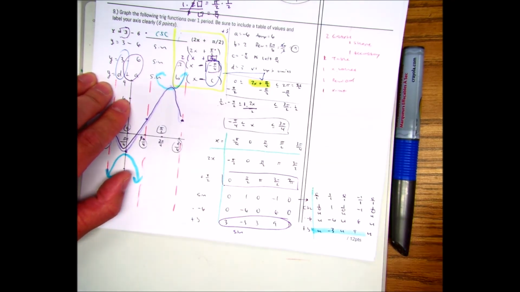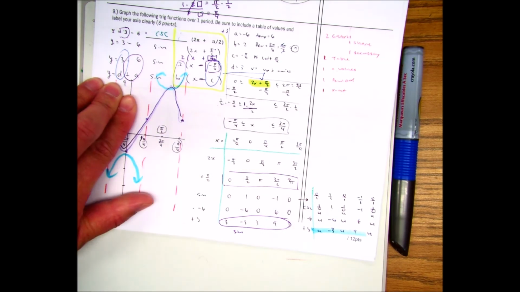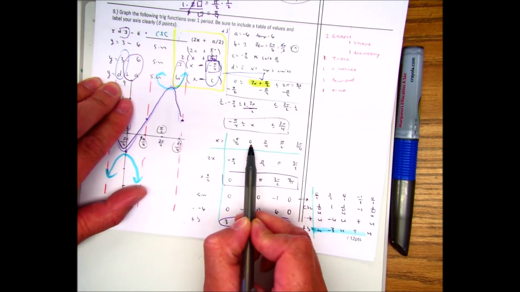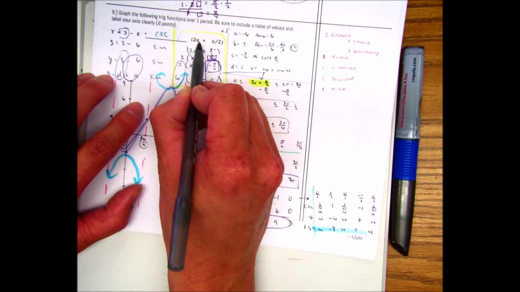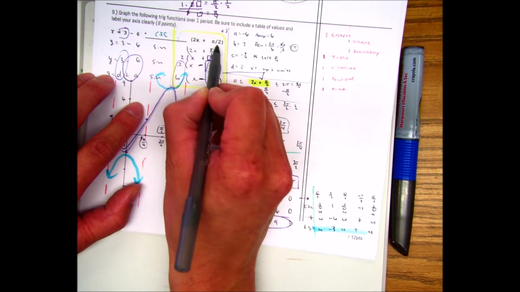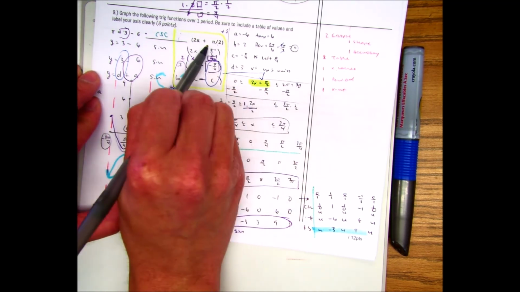Let me show you guys what would happen if you didn't want to use my set of tables. Let's just pick a value. Let's just pick 0, because that's easy to work with. Essentially what you would do is this. Class, what's 2 times 0? 0. 0 plus pi over 2? Cosecant at pi over 2.